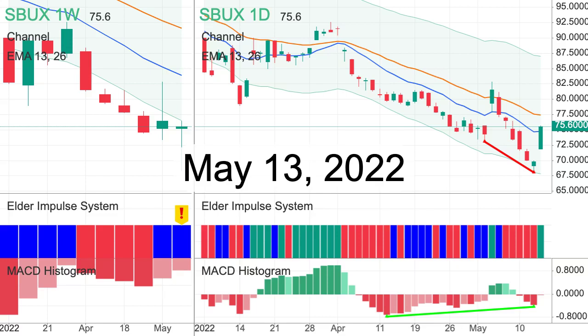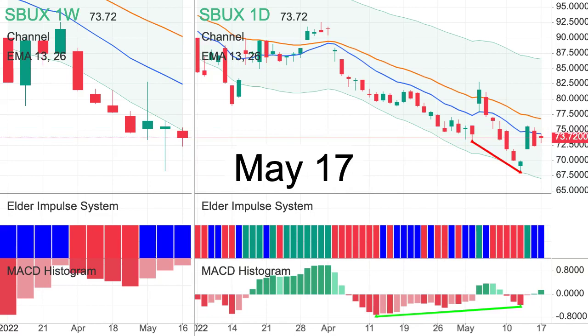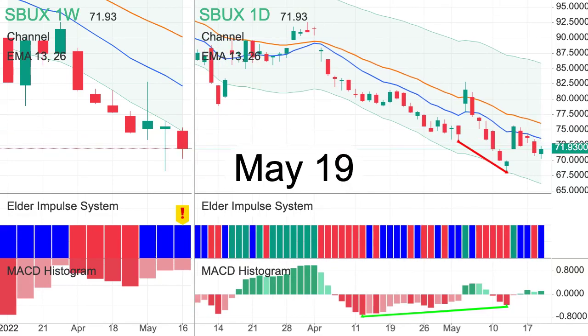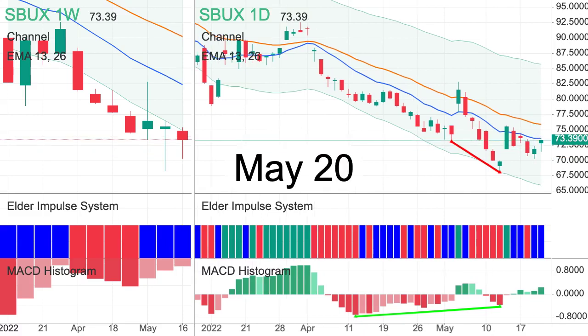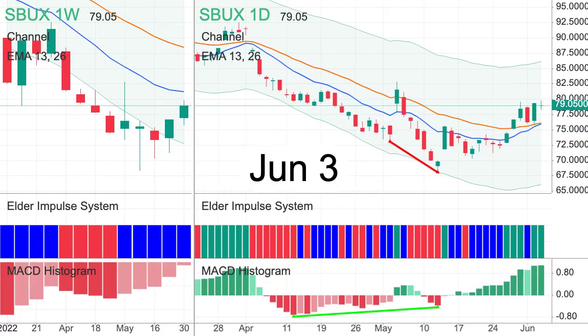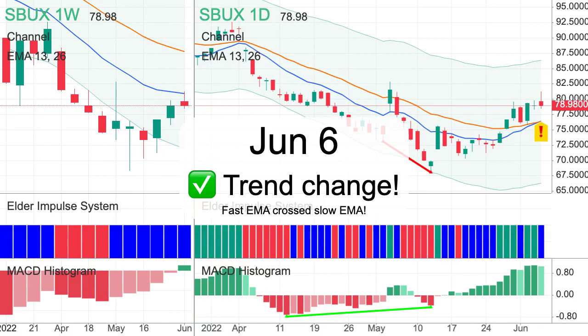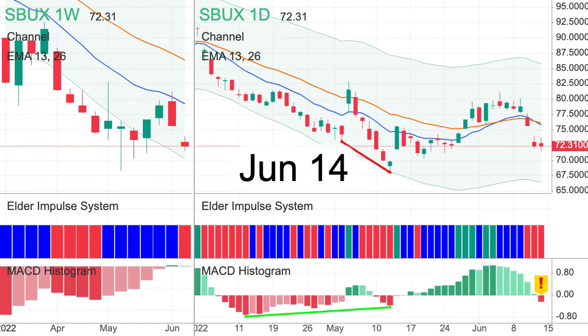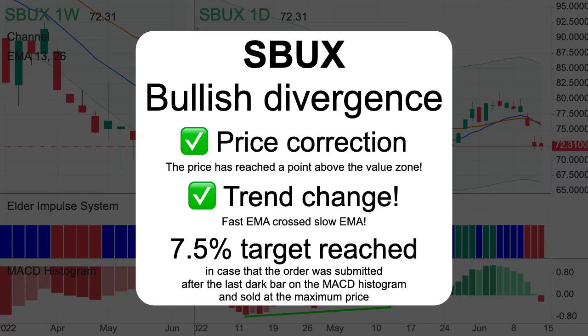There is a blue bar on an Elder Impulse System on the weekly chart. Switch to a red bar. A blue bar. The price has reached a point above the value zone. Fast EMA crossed slow EMA. MACD histogram crossed the zero line. 7.5% target reached.